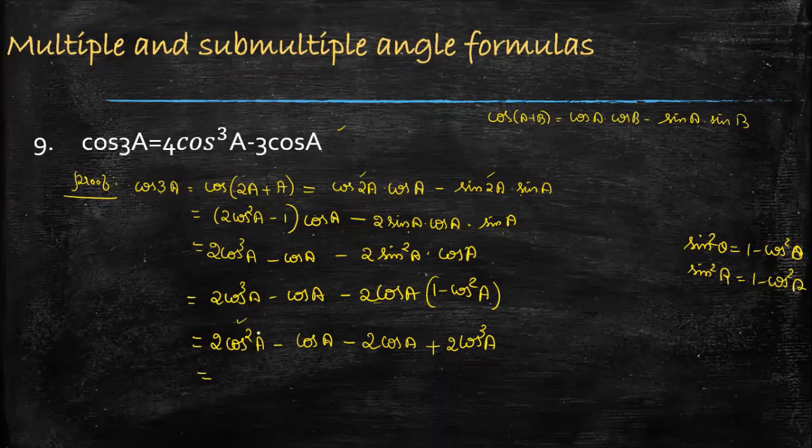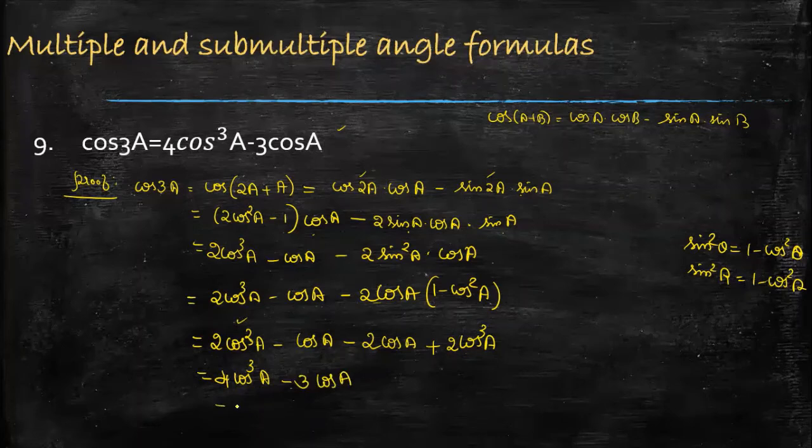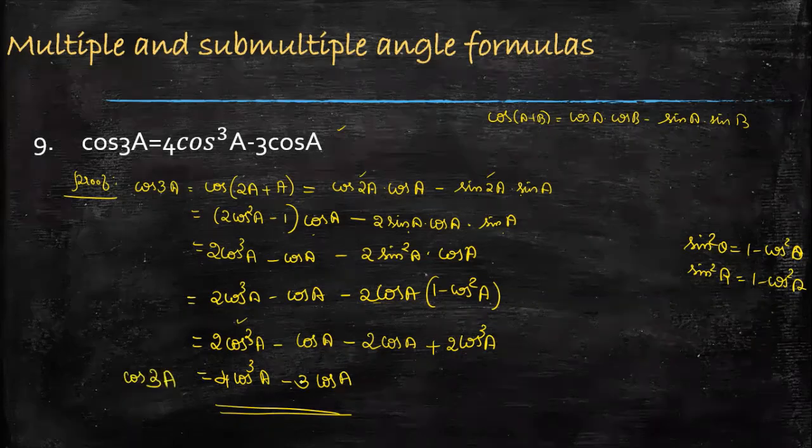So this is cos cube A. 2 cos cube A plus 2 cos cube A, in total there are 4 cos cube A. So 4 cos cube A minus. Look at these terms: minus cos A minus 2 cos A, minus 1 cos A and minus 2 cos A, minus 1 minus 2 is minus 3 cos A. So I have the expression now. Cos 3A is equal to 4 cos cube A minus 3 cos A.